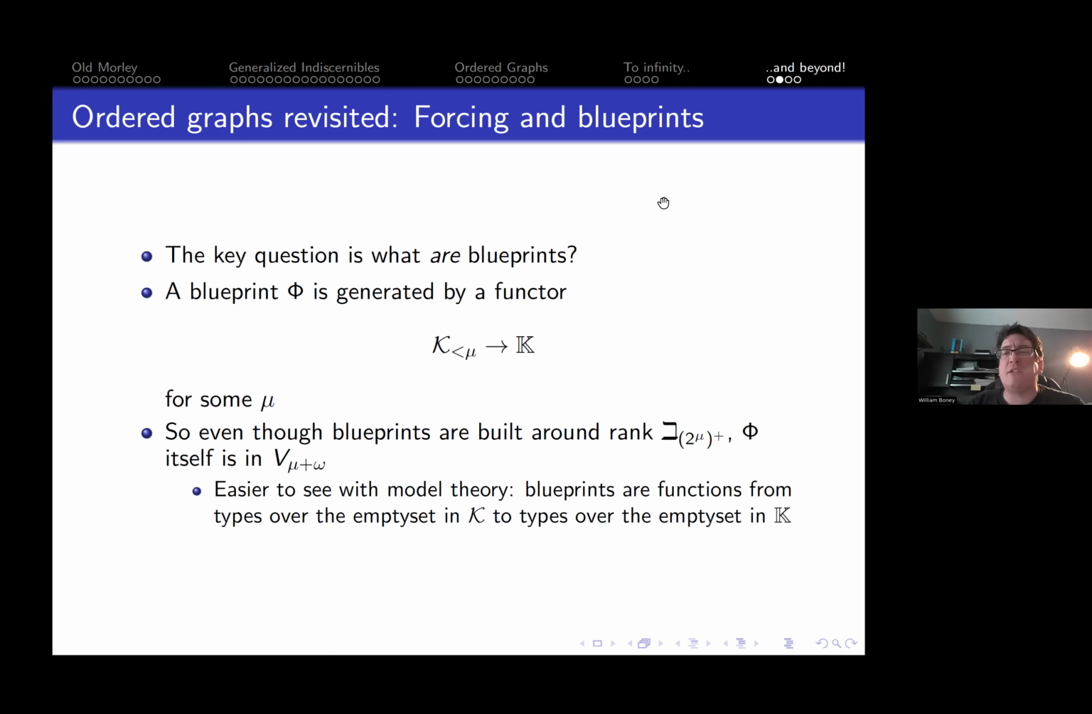Maybe the thrust of this argument is easier to see with model theory: blueprints are really just functions from types over the empty set in one class to types over the empty set in another class. And maybe they're Galois types, but in practice they're just quantifier-free types. So the only thing that's making these big in rank is the size of the language. Otherwise, even though you're going way up to build them, they exist very low down.